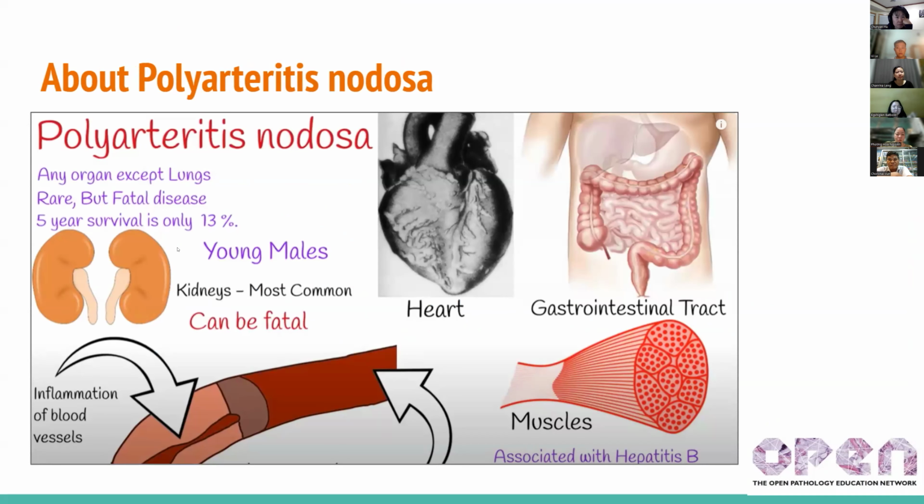And so we researched a little bit about what polyarteritis nodosa actually is. This is a multi-systemic inflammation of small and medium-sized vessels, and it is more common in men, at a 2:1 or 3:1 ratio. It can affect any organ except the lungs, and it's a quite rare but fatal disease, affecting mostly small and medium-sized vessels. Next slide, please.